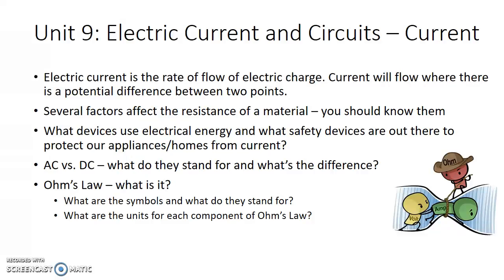And then make sure you review Ohm's law. What is it? What are the symbols and what do they stand for? What are the units for each component of Ohm's law?